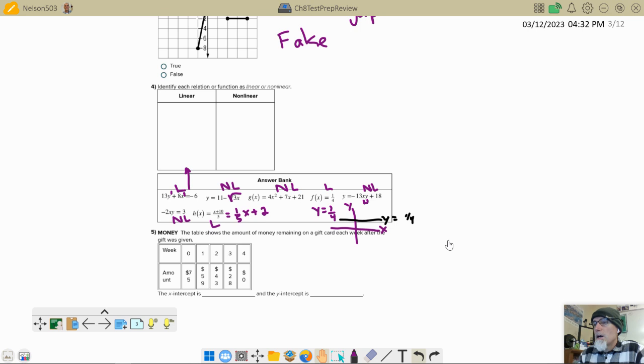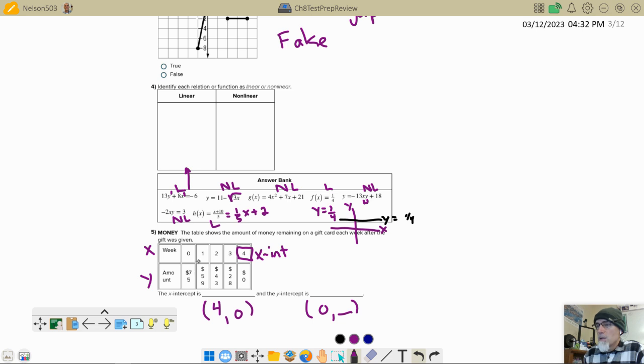Number 5, it says, here's the table. What's the x-intercept? Well, the x-intercept would be the point where the y value equals 0. So if we're going to say this is x and this is y, well, here's the y value that's 0. So this is our x-intercept right there. So it must be 4. And I think they just wanted us to put 4 on that line, not 4, 0. But I do like putting 0 down because it really tells me what to do to find the y-intercept.